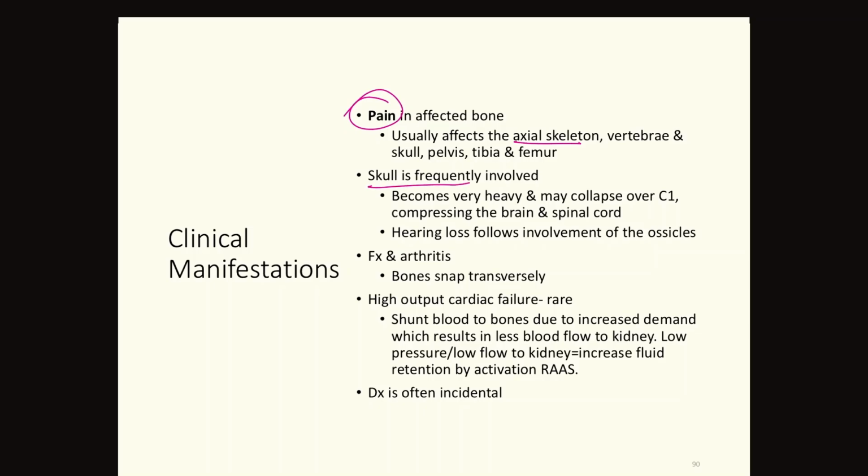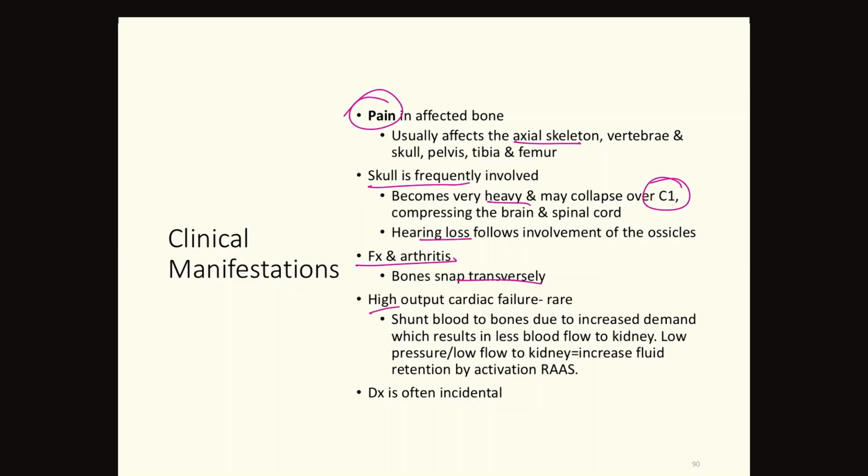Skull is frequently involved. Skull can also become very heavy and will collapse over C1. Hearing loss follows involvement of the ossicles, so they may get some hearing loss later on. Fracture and arthritis: these bones will snap transversely. They get very weak, they'll just shatter on their own.